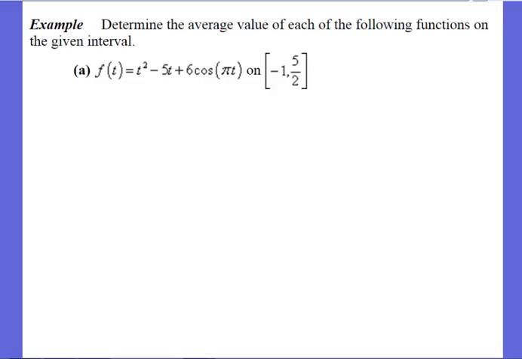The average value. So that means we're doing f average, and that's 1 over b minus a, integral from a to b of f of x dx. Okay, so that's what we're going to use. When they're asking for average value, we're going to use the formula that we just learned. 1 over b minus a, integral from a to b, f of x dx. Alright guys, so set me up.